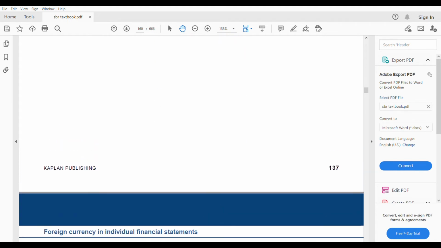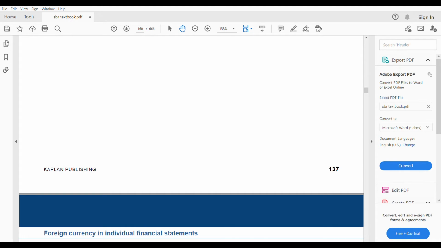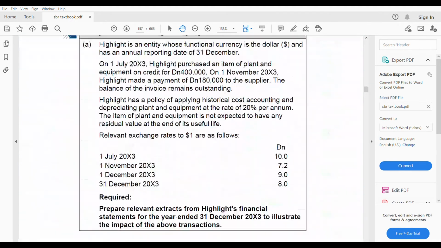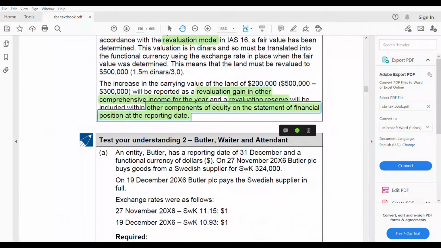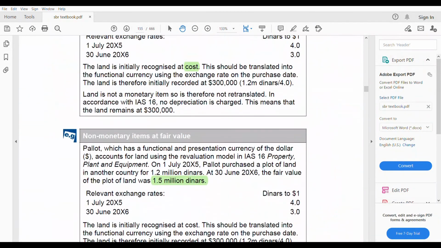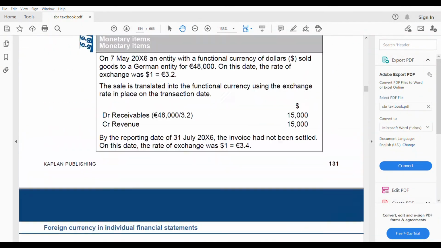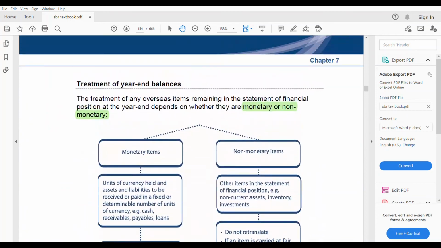So that's it, and let us now start with test understanding 1 and complete all test understanding. So that's it for IAS 21. We have successfully completed IAS 21.